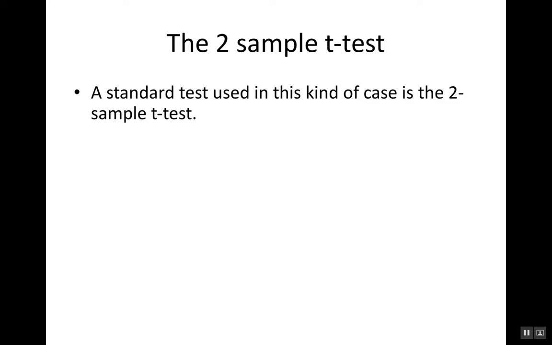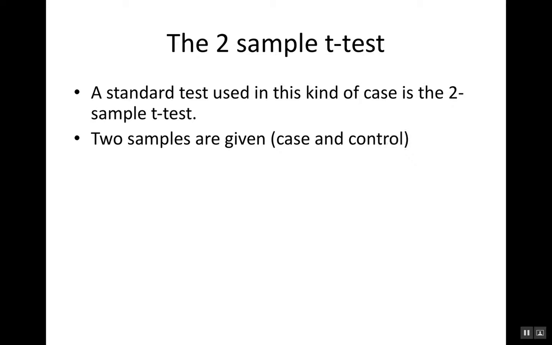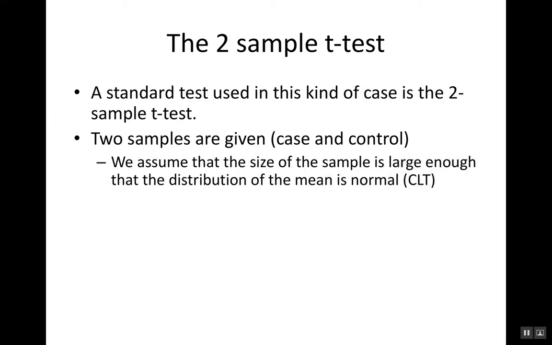The kind of hypothesis test that we're using here is the two-sample t-test, which we talked about briefly before. It's a test to compare the means of two samples. So these two samples are given, the case and the control. And the assumption is that the sizes of the samples are big enough that we can assume that the distribution of the mean of the average is normal, central limit theorem.